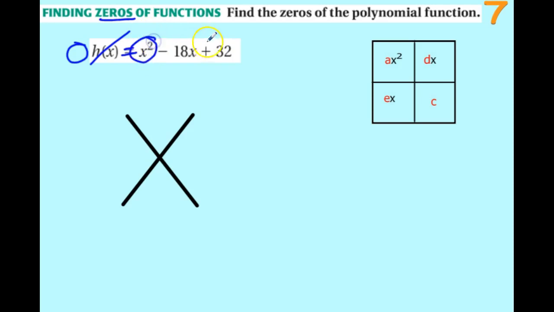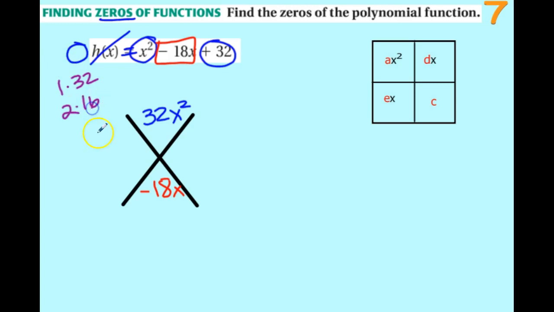So we're going to multiply our first and our last term. 32 times x squared is 32x squared. Our middle term is negative 18x. Now 32, what are the multiples of 32? Well, 1 and 32. If we divide by 2, 16 and 16 is 32.